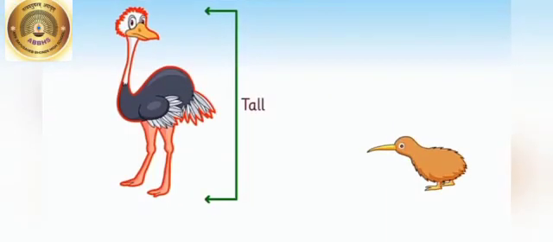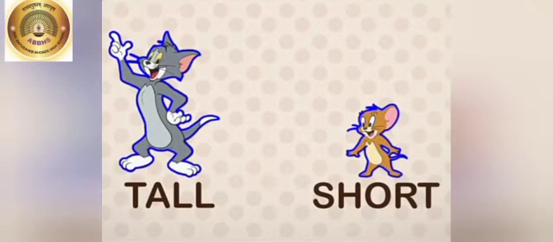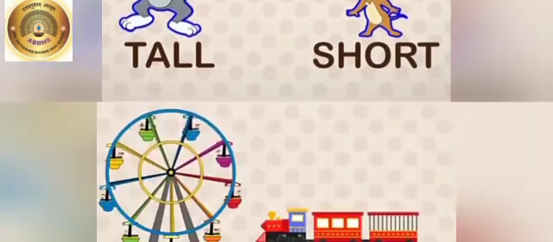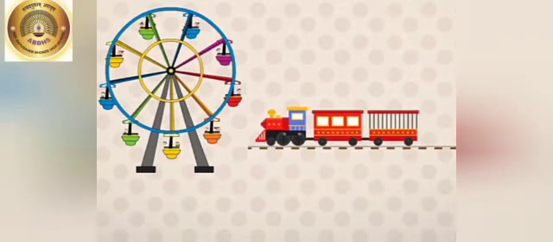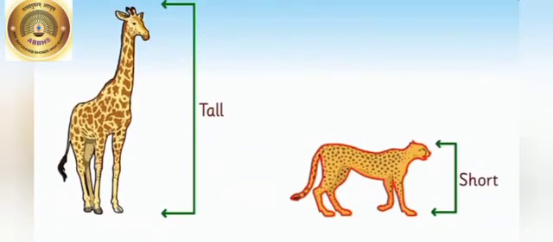Now see children, here in this picture, the ostrich is a tall bird while the kiwi is a short bird. Here, Tom is tall and Jerry is short. The giant wheel is tall while the toy train is short. Now look at the two animals, children. The giraffe is tall while the cheetah is short. Or we can also say that the cheetah is short and the giraffe is tall.